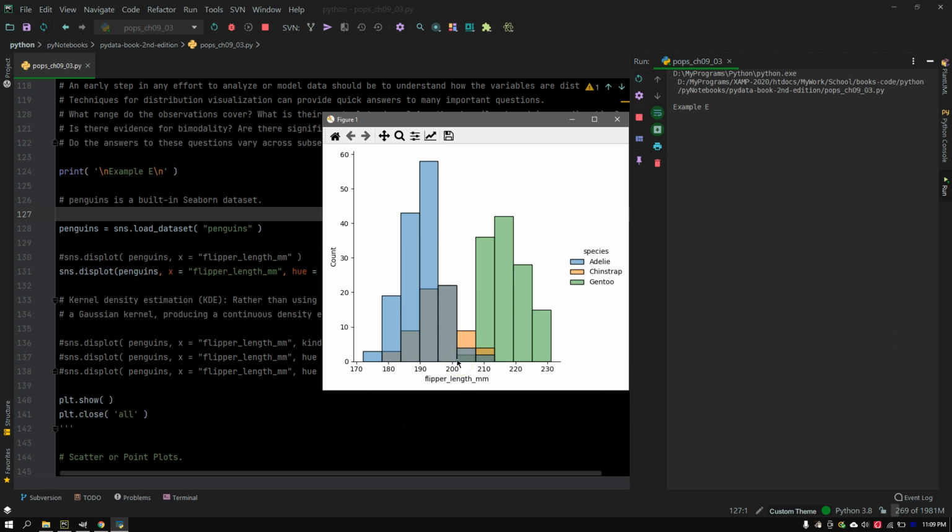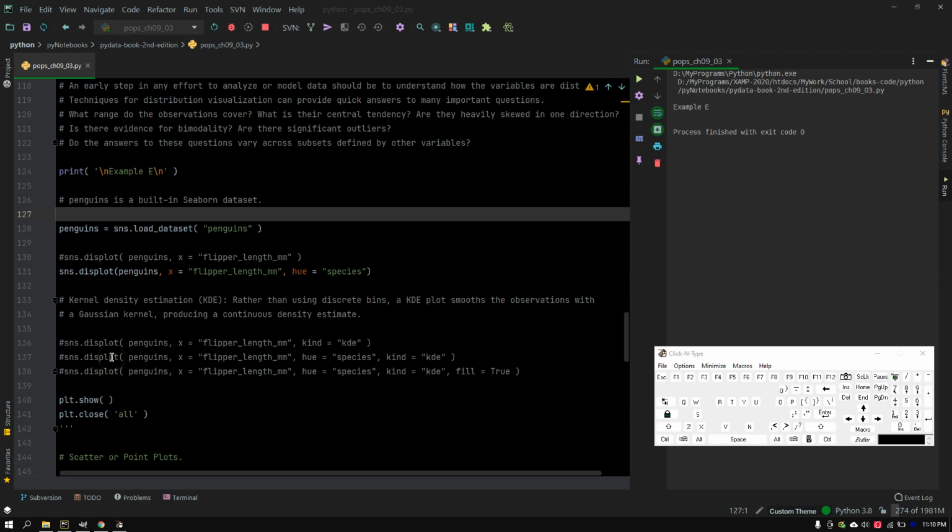Nice. I don't know where that gray one comes from. I would have to look at the data. It may be another species. I don't know, I would love to know. At any rate, you see the different colors by the species: Adelie, chinstrap, and Gentoo. Penguin.